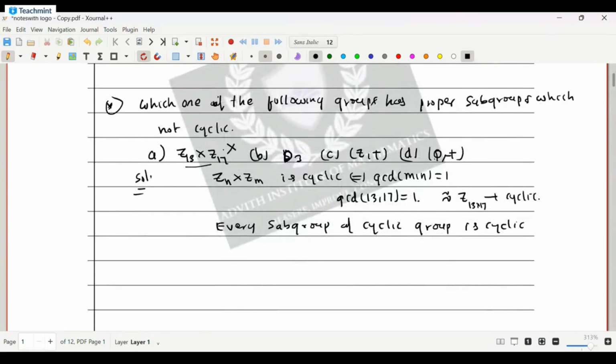What about D3, sir? For option B, the order of D3 is equal to 6. So the possible orders of subgroups are 1, 2, 3 and 6.